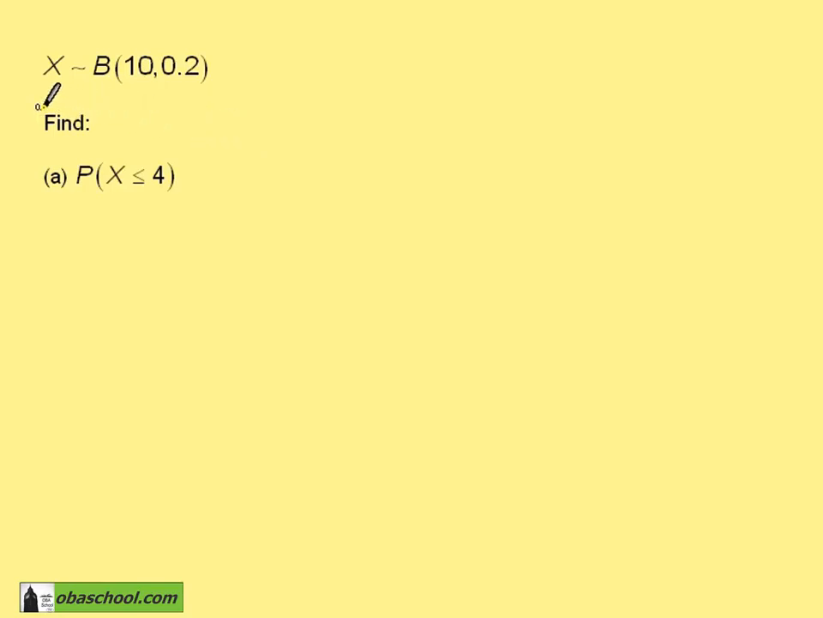Here x follows a binomial distribution with 10 trials and probability of success 0.2. We want to find the probability that x is less than or equal to 4. For this probability and this number of trials, we probably have tables supplied to us which cover these parameters. So n is 10 and the probability of success is 0.2. We can find this in our tables.